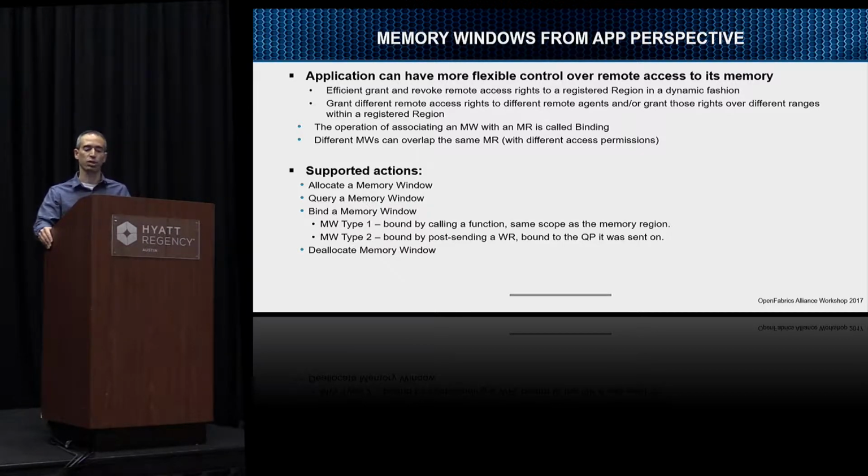The operation of associating a memory window with a memory region is called a binding operation. And it's also possible to overlap multiple memory windows on the same regions. The actions that are supported are basically allocating the memory window, querying it, binding. The spec defines two types of binds, type 1 and 2. The main difference between them is that type 2 is associated with a queue pair, so you can use this memory window on a specific queue pair only in type 2. And the last one is to deallocate the memory window.